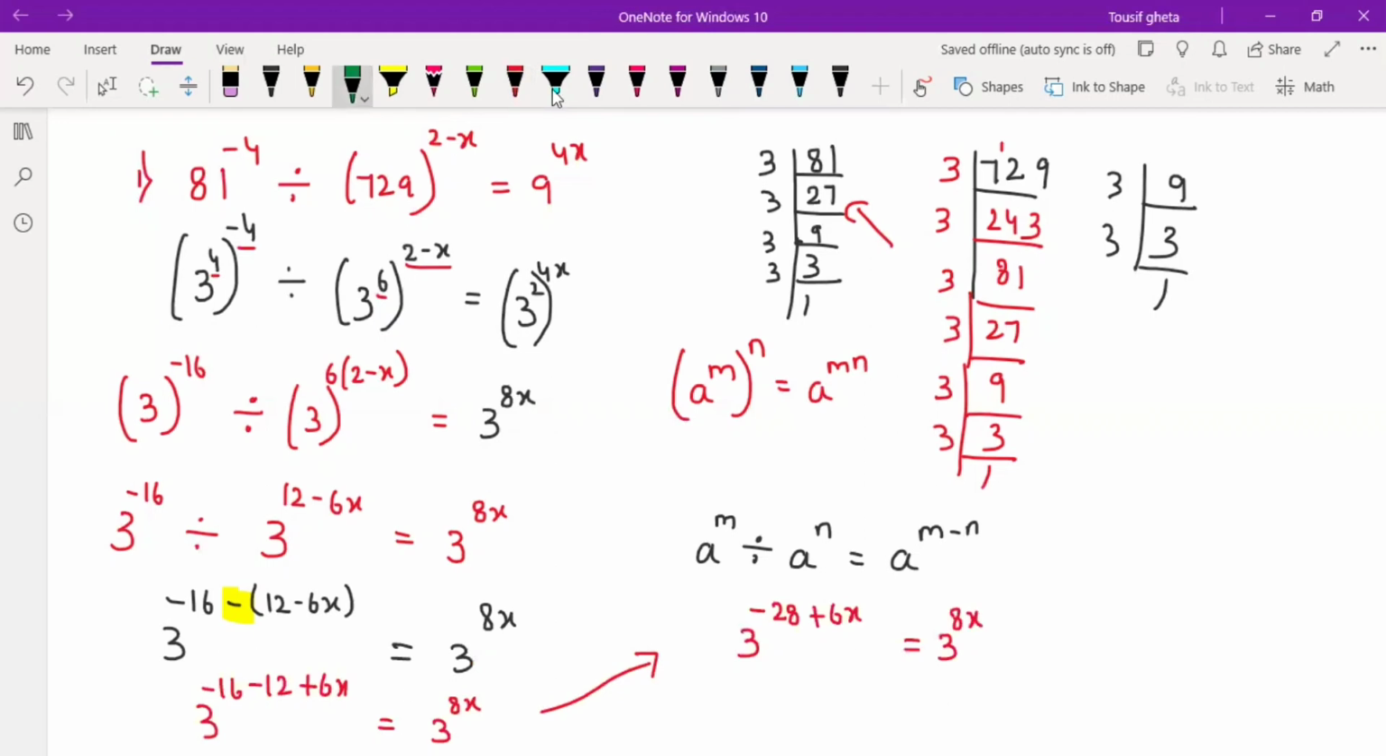As you can see, the left side exponent and the right side exponent consist of the same base. Just for the explanation, we said we are cancelling, but we are not cancelling, we are just comparing. The base is similar and we shall compare the powers. What is the power? We can see minus 28 plus 6x is equal to 8x. Let us solve it further just to get the value of x.